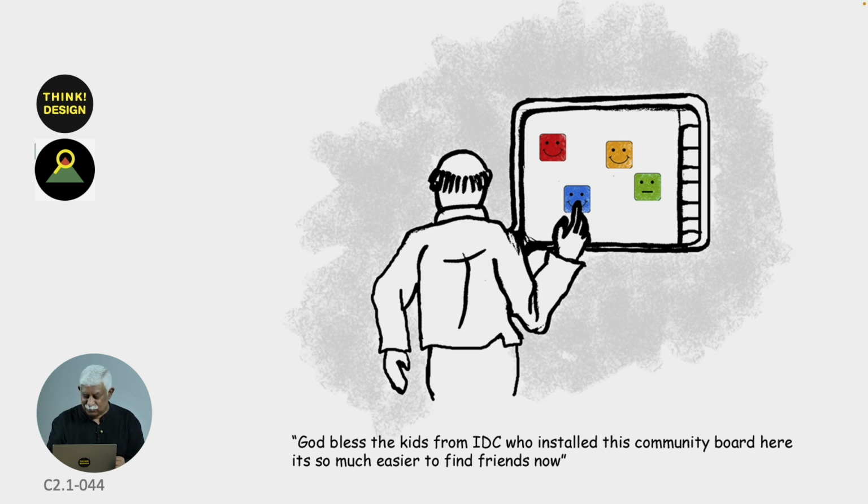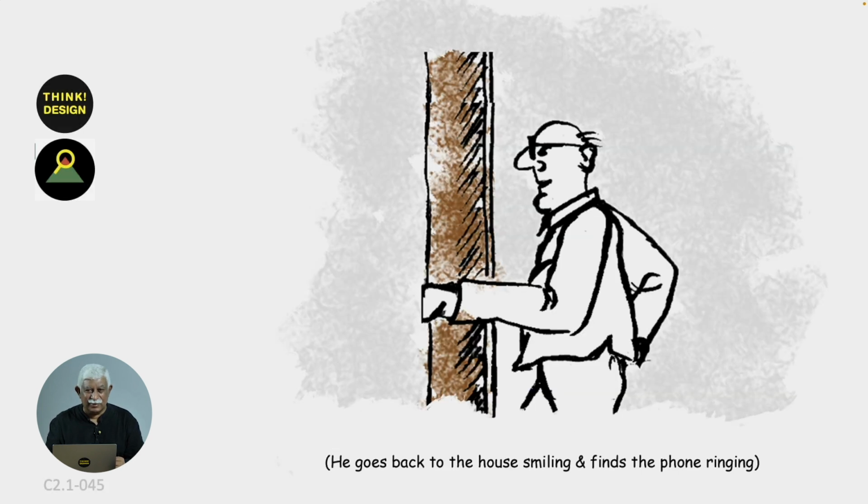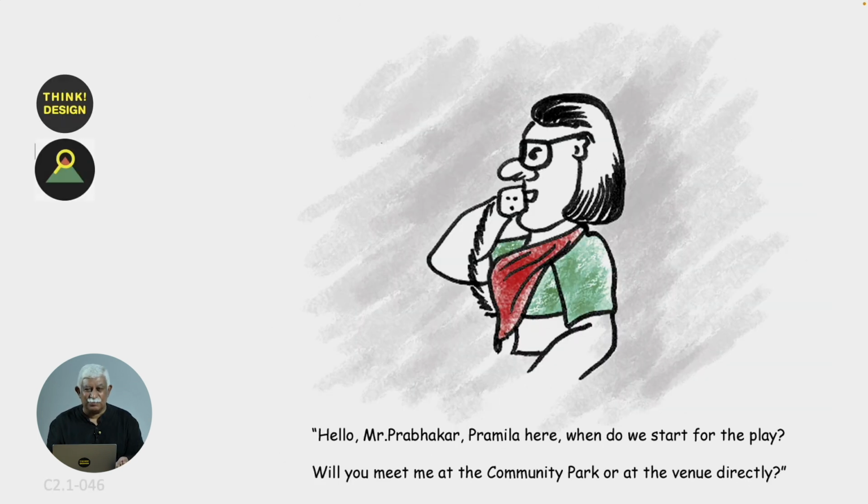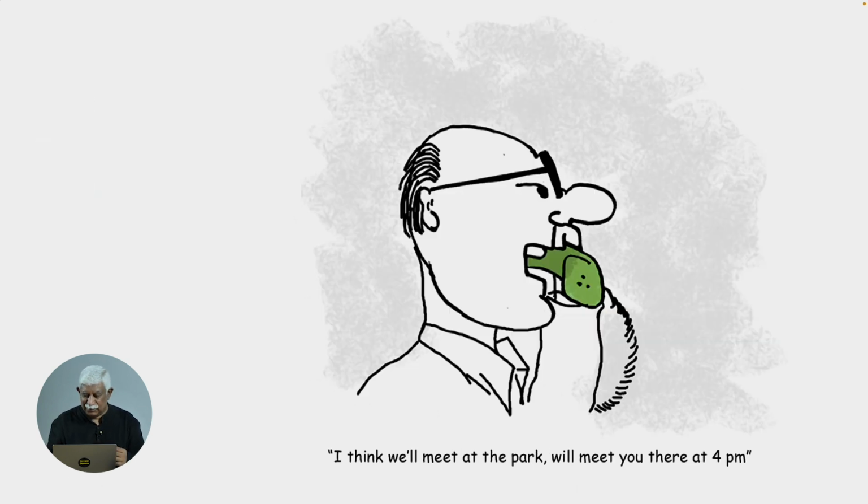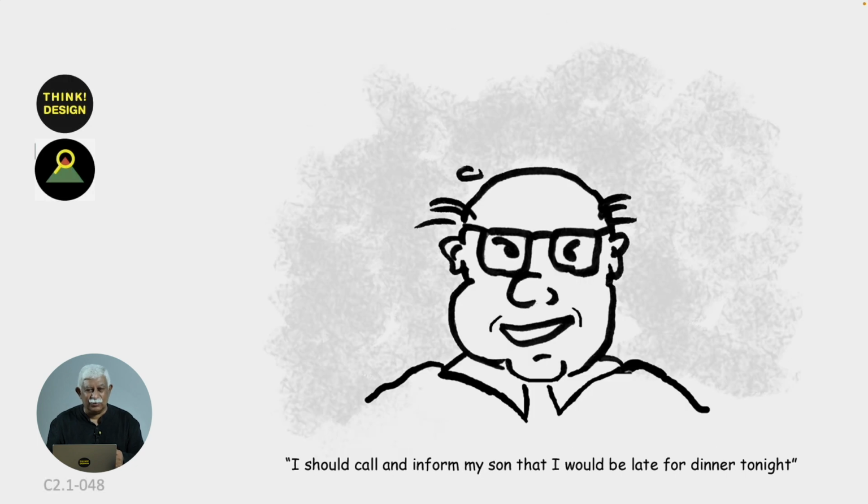It is so much easier to find friends now. Just imagine this was before the WhatsApp period. So, a community board or something is what they could actually think of doing. Yeah, he goes back into his house now smiling, and makes an appointment with Pramila, where to meet and things like that. And then, yeah, that is how it happens.